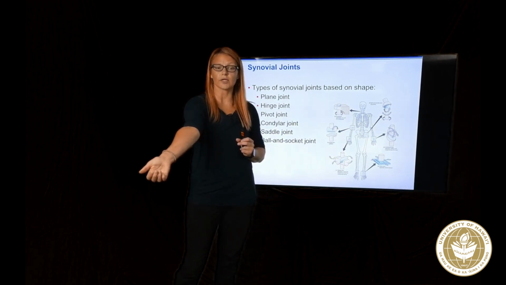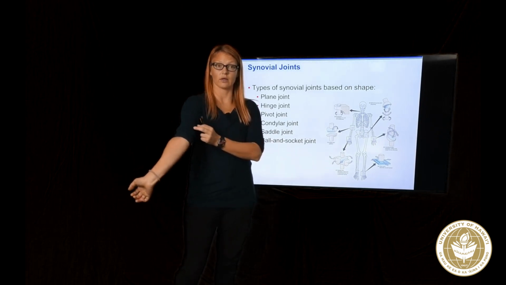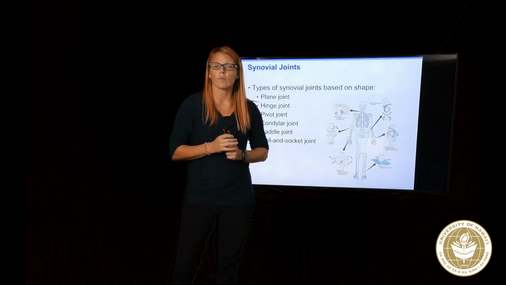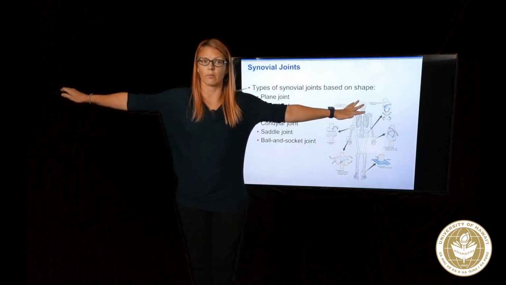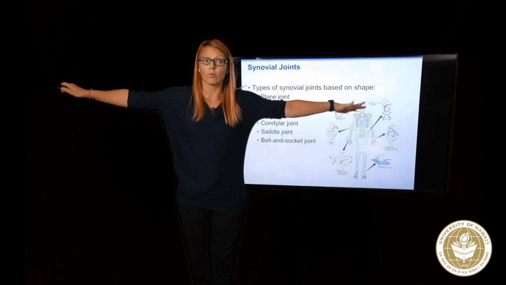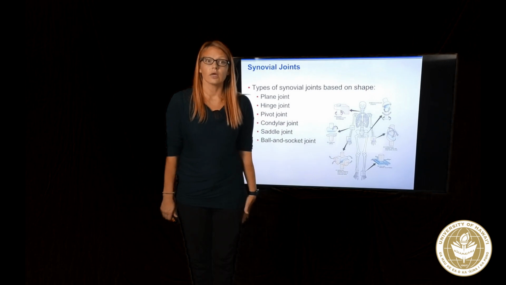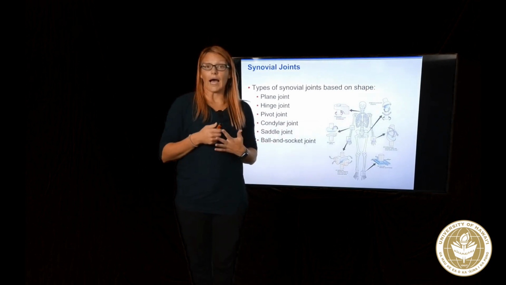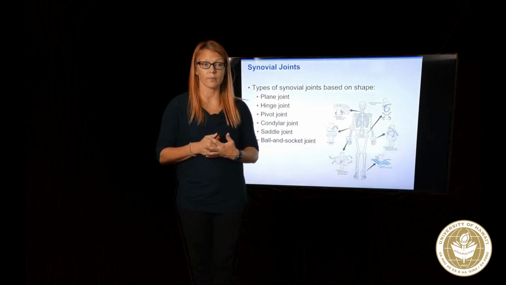Then we have hyperextension where we're going beyond that point of straightening out. We're hyperextending that. We also have movements such as abduction. This is where you raise your arms away from the body, moving away from that plane of the body. That's abduction. When we bring our arms back to our body, that's going to be adduction. So these are all going to be uniaxial movements. That's what we see with these hinge joints.